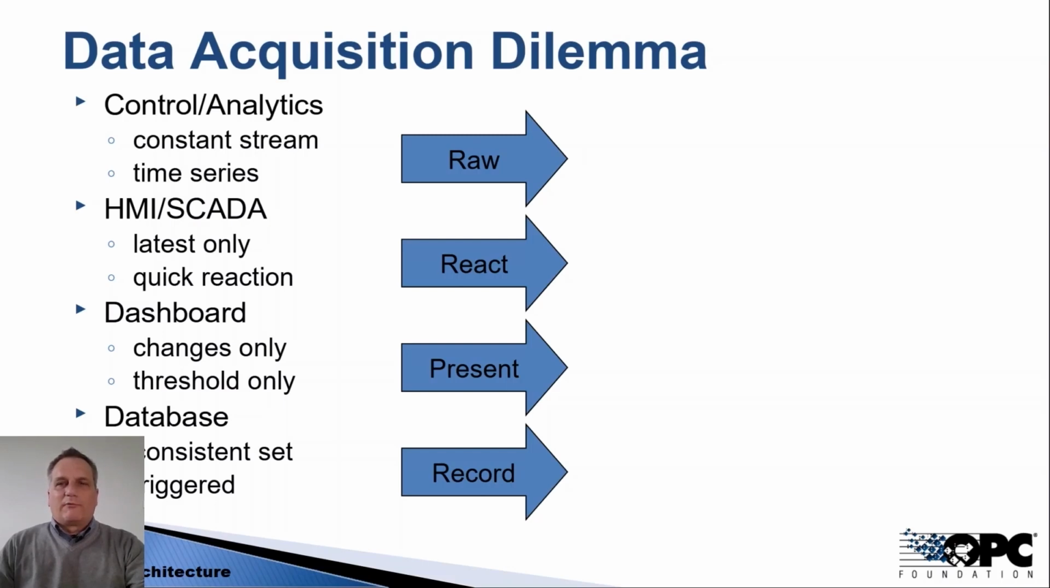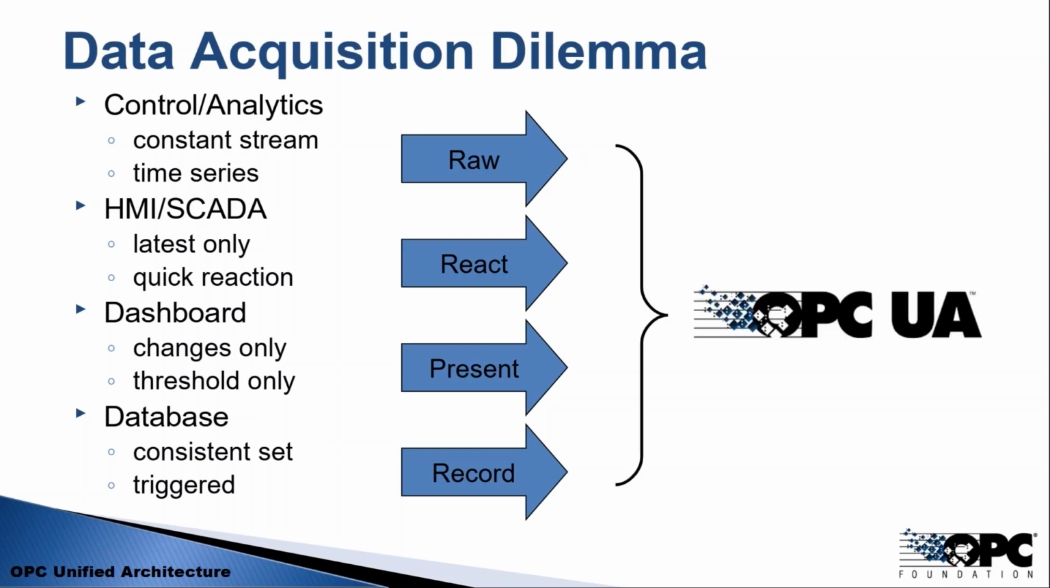And then we have dashboard applications that are interested in changes only or maybe threshold only to present the data to an end user. And furthermore, we have the database, which typically needs a consistent set of data or triggered data at a certain point in time or for a certain value. That's what's called a data set that you need for recording. And all these use cases can be fulfilled with OPC UA.